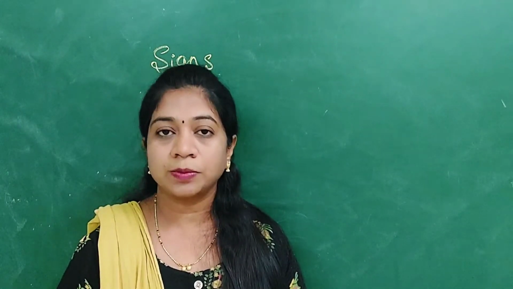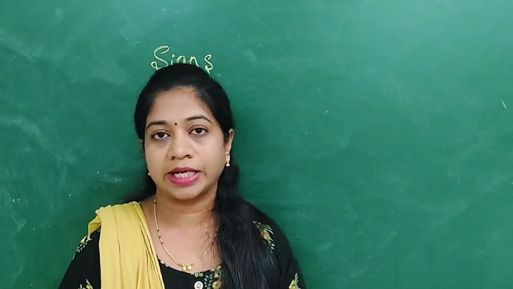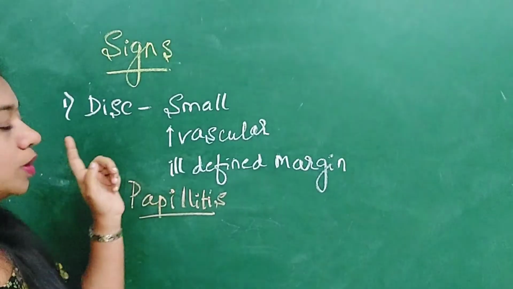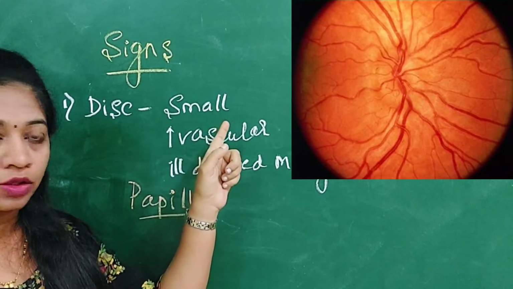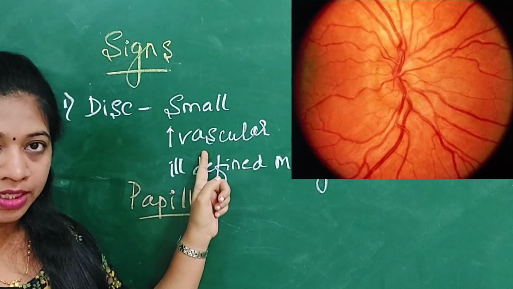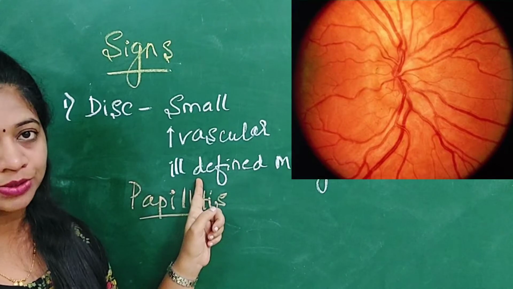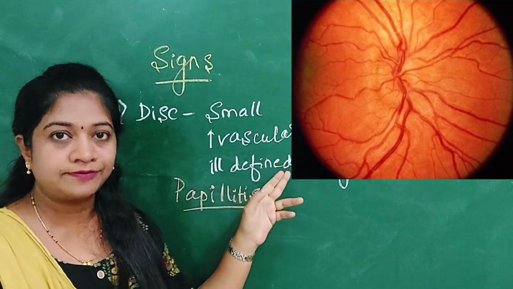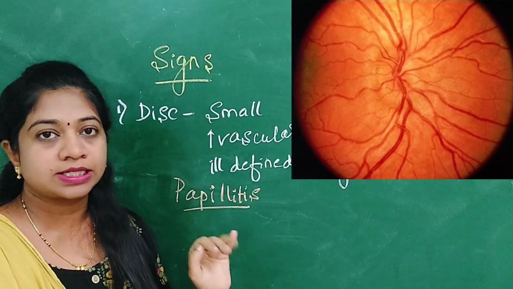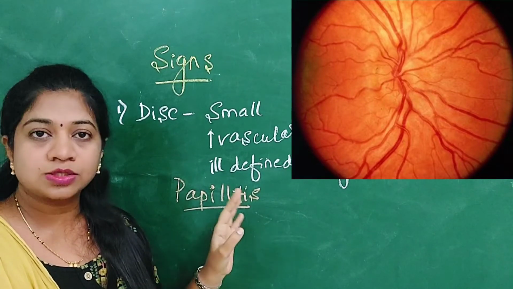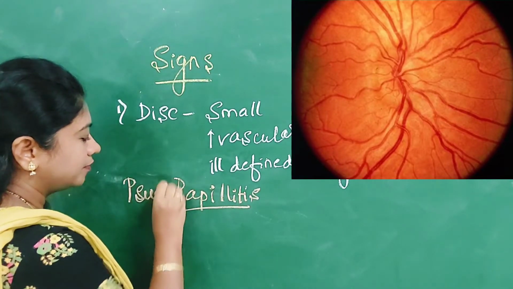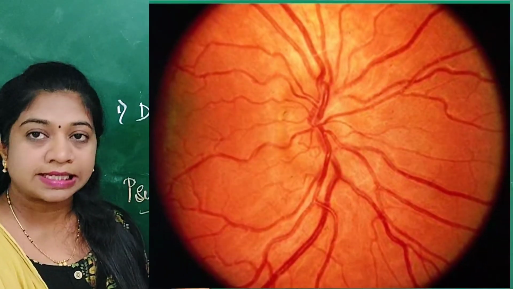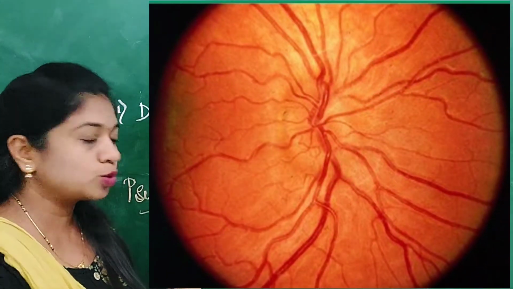Okay, and when you come to the fundus examination, you have typical findings of the hypermetropia. When you examine the disc, it is smaller than the normal, it is highly vascularized, and there is ill-defined margin of the disc. Because of all these three features, it appears as if the patient is having papillitis, but it is not true papillitis, it is pseudopapillitis because of hypermetropia. So this is one of the signs in disc examination, that is pseudopapillitis.